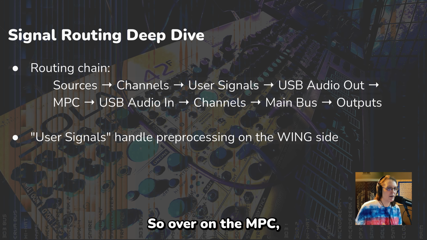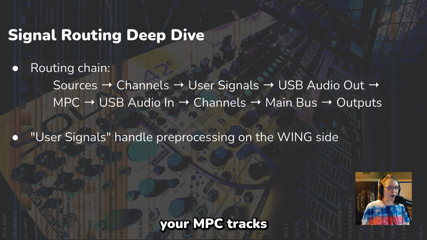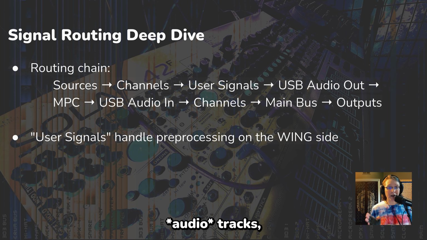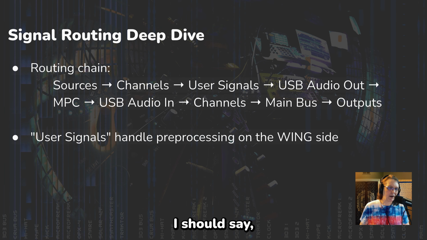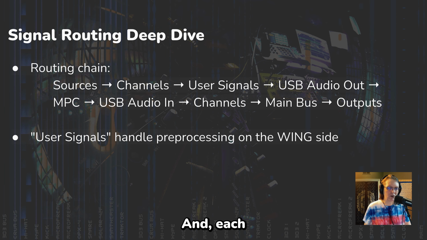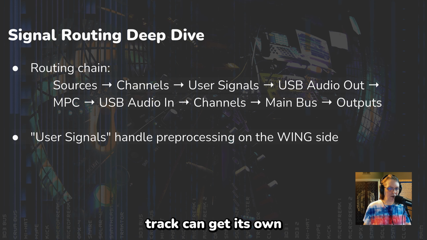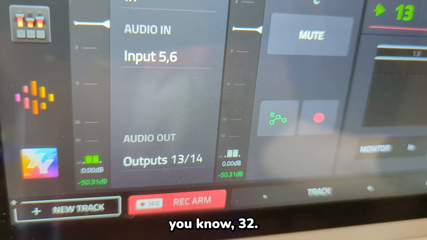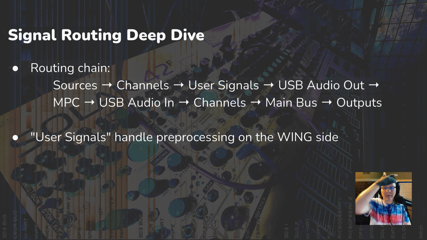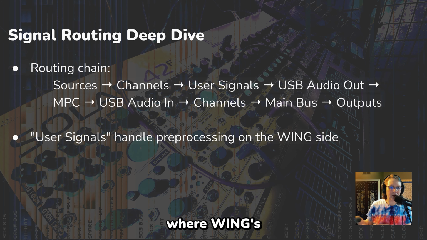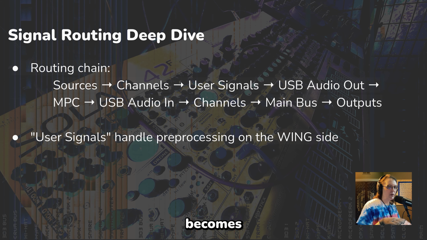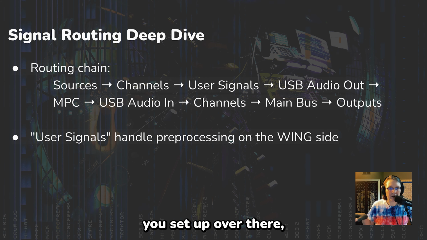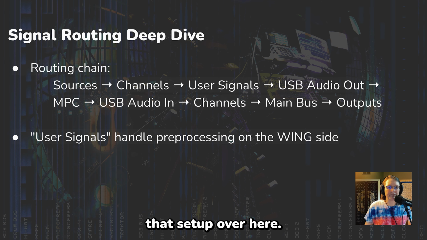So over on the MPC, you've got your MPC tracks that you set up. Up to 8 stereo audio tracks, I should say, on the MPC. And each audio track can get its own output channel, up to like 32. This is the point where Wing's USB audio output group becomes MPC's input channels. So whatever you set up over there, you just mirror that setup over here.